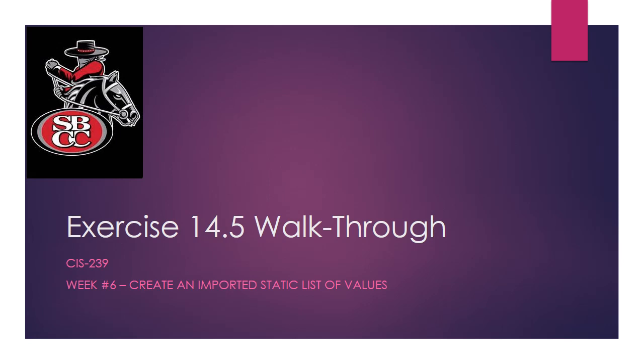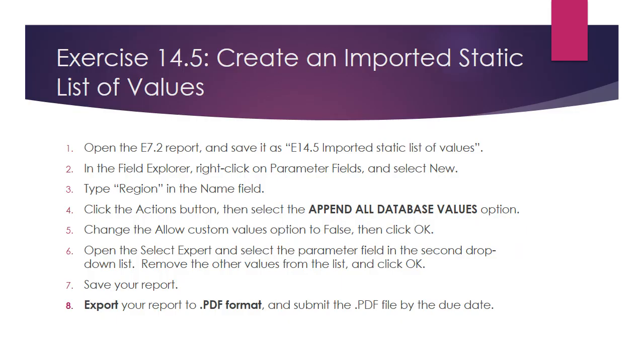Welcome to this lesson, an exercise 14.5 walkthrough, creating an imported static list of values. In this lesson, we'll begin with exercise 7.2, which gave us the Florida or Ohio list report. We're going to eliminate the static choices that are predefined as one of the values in the list, Ohio and Florida, and we're going to replace that with one of the values in a parameter field.